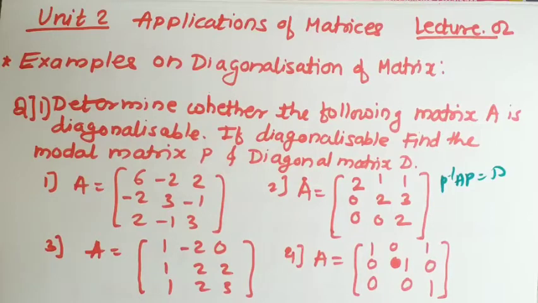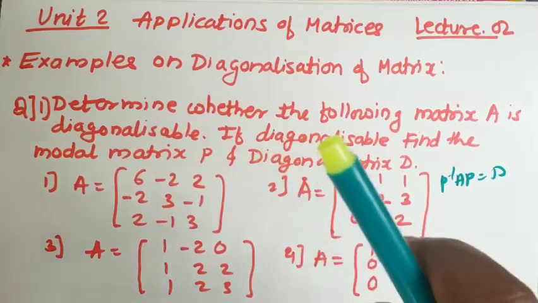And we know how to determine the P matrix and D matrix. The D matrix has the eigenvalues of matrix A along its diagonal, and the P matrix has, column-wise, the eigenvectors corresponding to those eigenvalues. Now, first we need to check whether the matrix is diagonalizable or not.